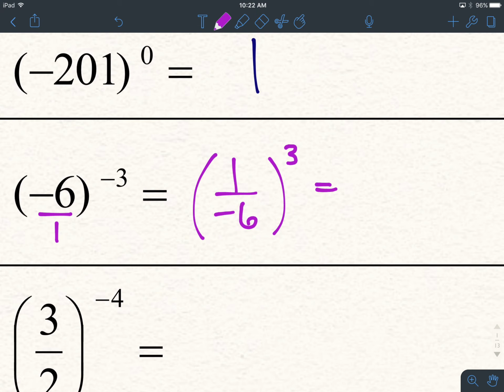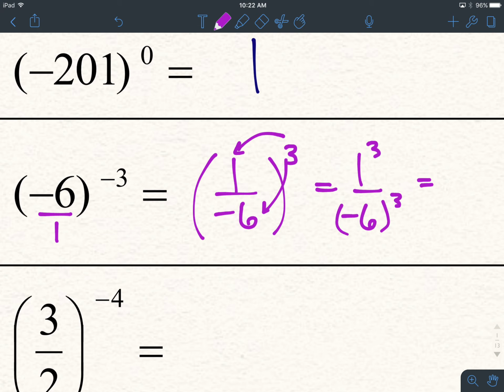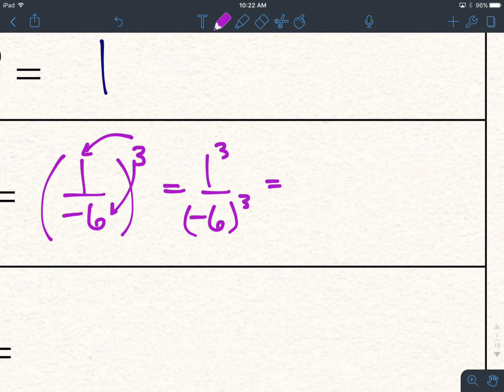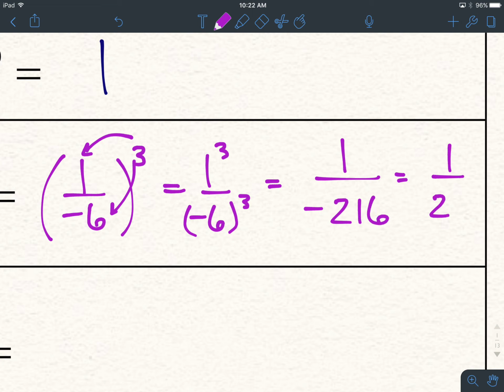And now let's evaluate this. Remember, I'm distributing this 3 to both the numerator and the denominator. So I have 1 to the exponent 3 over bracketed negative 6 to the exponent 3. The reason that denominator is bracketed is because it's its own little entity in the denominator of this rational base. So let's work these out. What is 1 times 1 times 1? That's going to give us 1. And negative 6 times negative 6 times negative 6 is going to give us negative 216. If you wanted to be a little more proper, you could write this as negative 1 over 216, putting the negative out front, giving the whole fraction that negative sign.